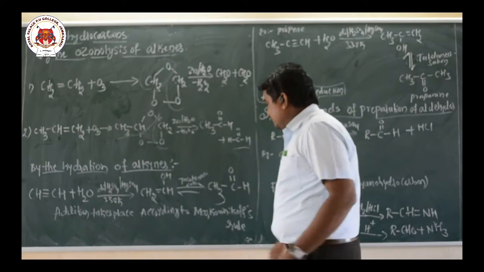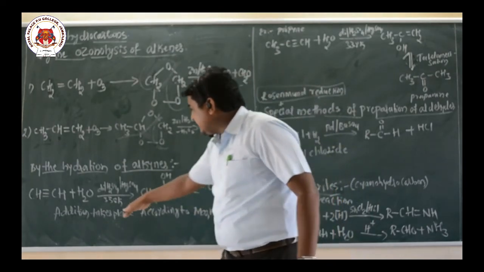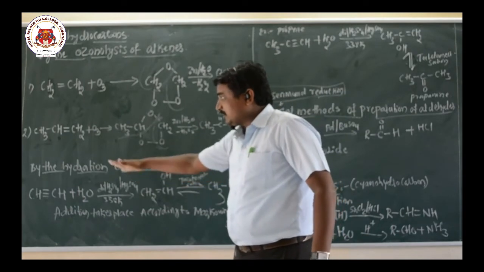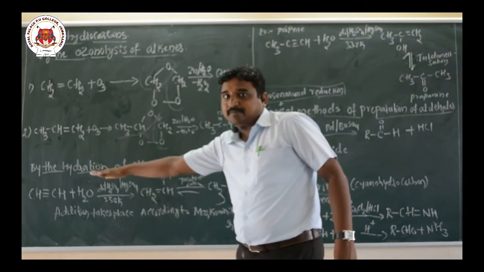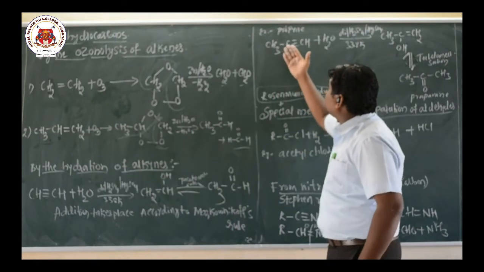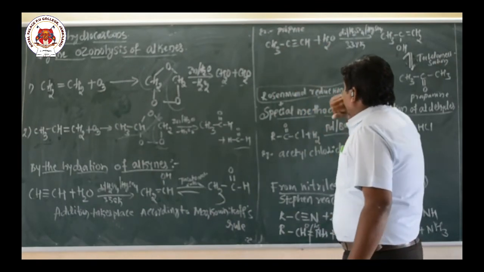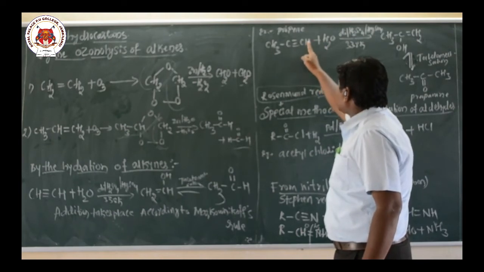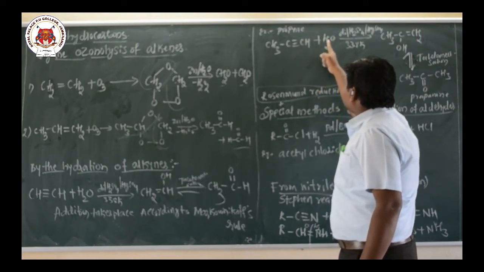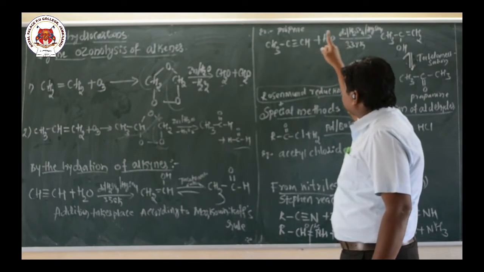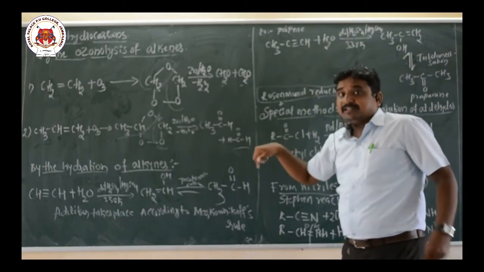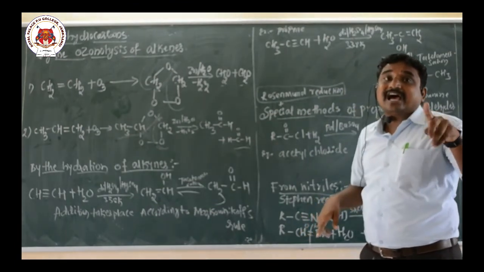Now addition takes place according to Markovnikov's rule. Here it does not matter, because both carbons have the same number of hydrogen atoms. But in the case of propyne, addition of water across the carbon-carbon triple bond: one hydrogen you have to add to one carbon atom, and OH you have to add to the other carbon atom. But according to Markovnikov's rule, the hydrogen is added to the carbon containing the maximum number of hydrogen atoms.